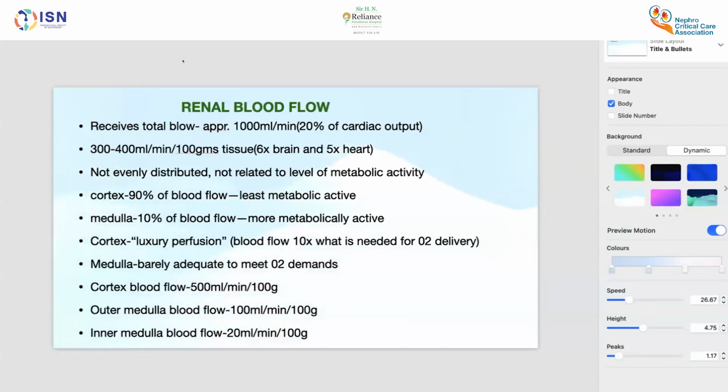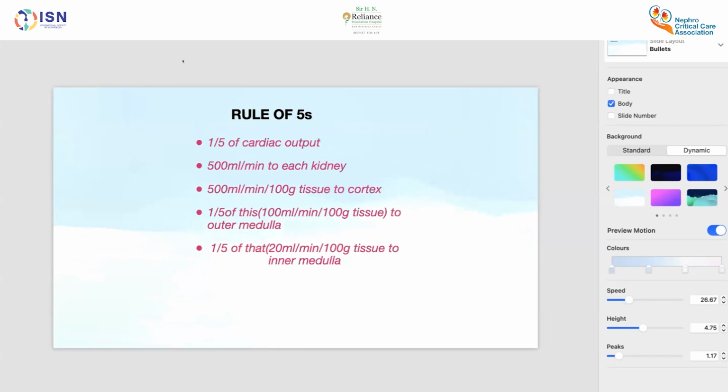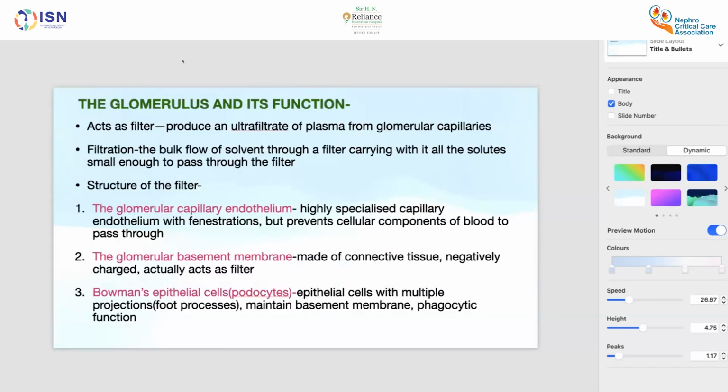Cortical blood flow is 500 ml per minute per 100 gram. Outer medulla blood flow is 100 ml per minute per 100 gram, and the inner medulla blood flow is only 20 ml per minute per 100 gram. This is like the rule of fives. The kidney receives 1/5 of cardiac output, and 500 ml per minute per 100 gram tissue goes to the cortex, 1/5 of this, that is 100 ml, to the outer medulla, and 1/5 of that is 20 ml per minute per 100 gram tissue to the inner medulla.